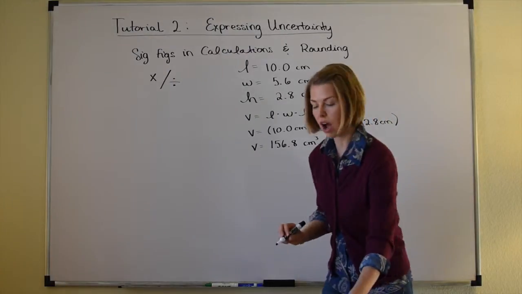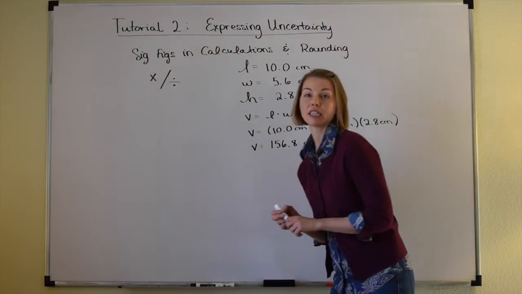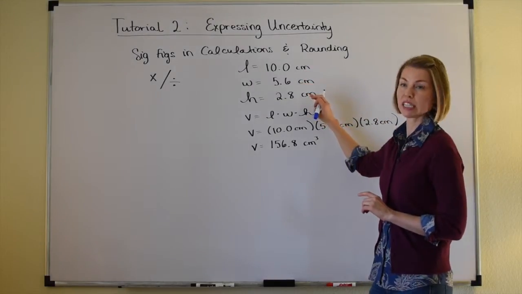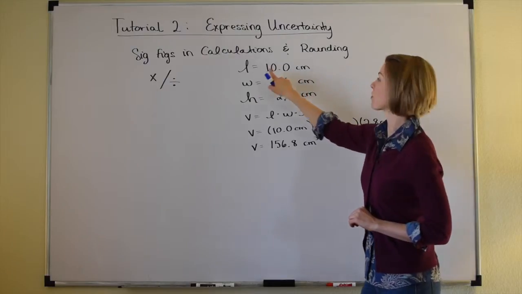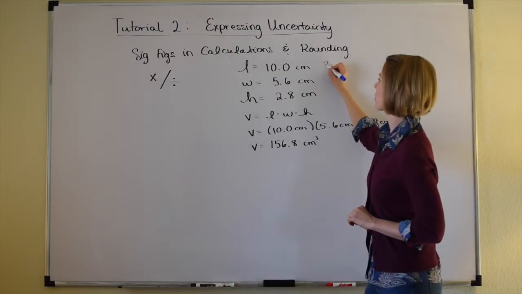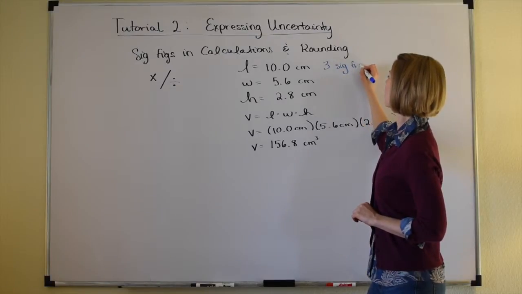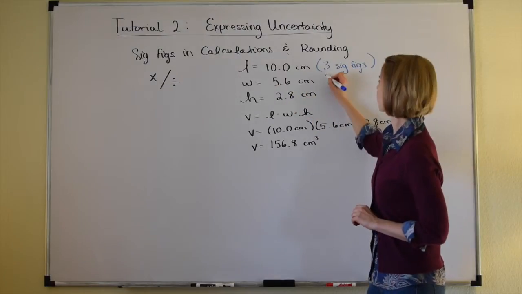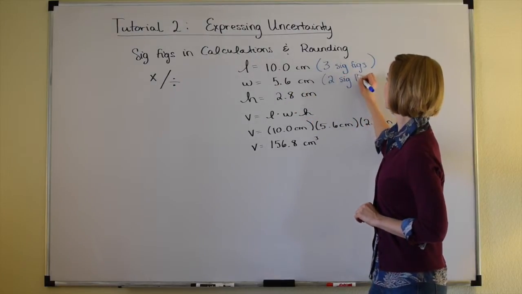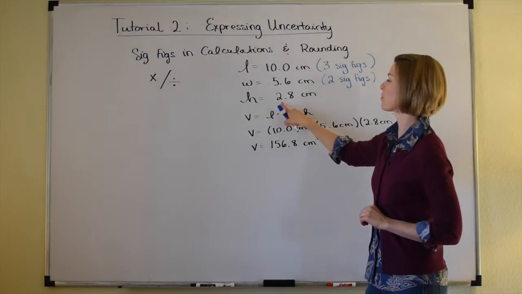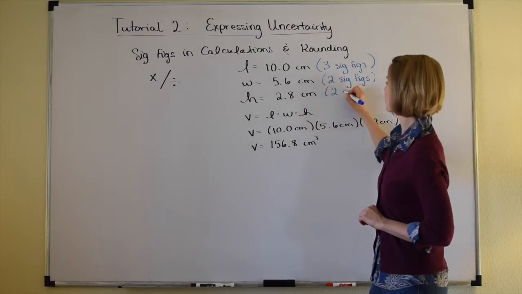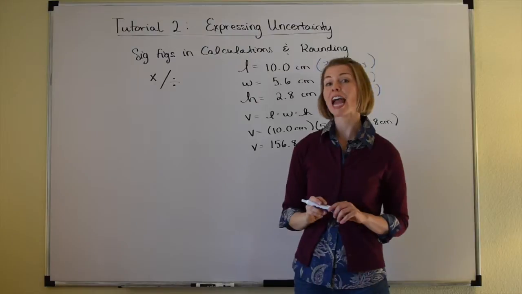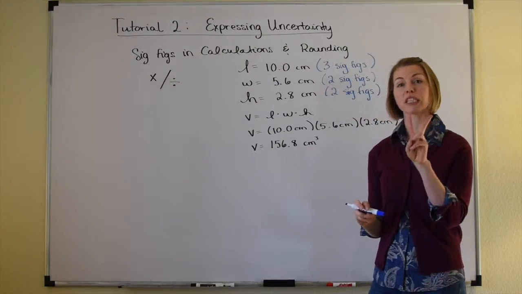All right, so I know that I am limited to the same number of significant figures as there are in the measurement with the fewest. So let's go back to our measurements here. Our first measurement had 1, 2, 3 sig figs. Our second measurement had 2 sig figs. And our measurement for the height also had 2. Okay, so our final answer then is going to be limited to 2 significant figures.